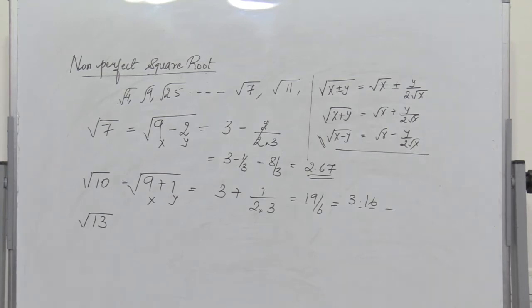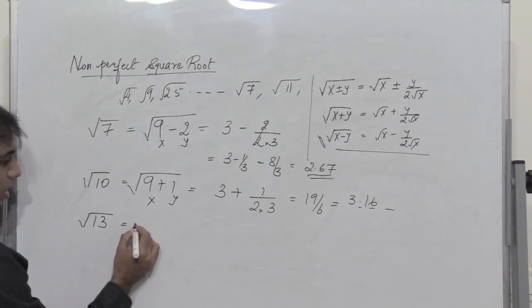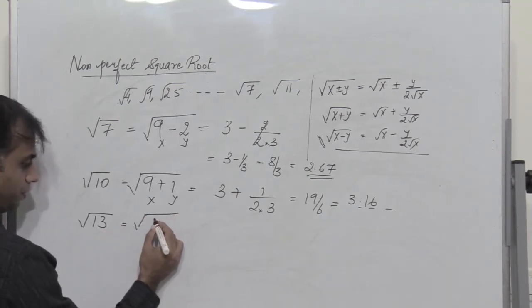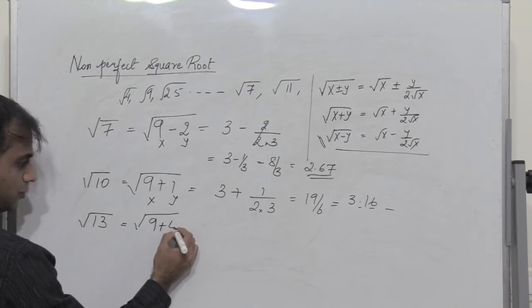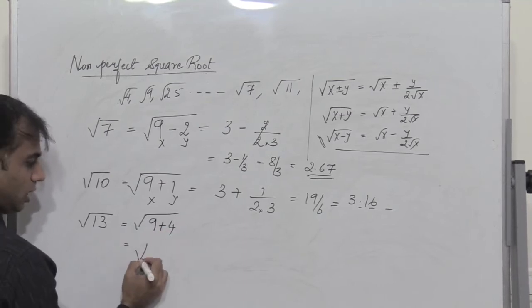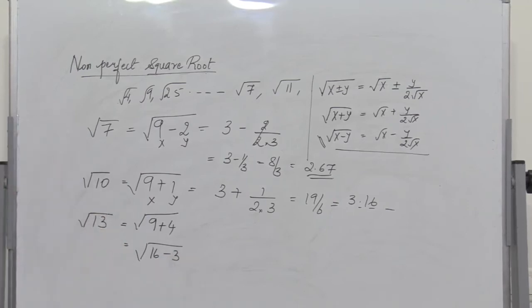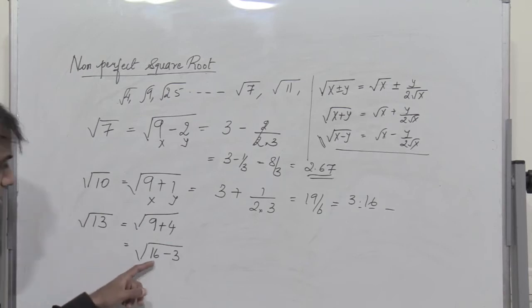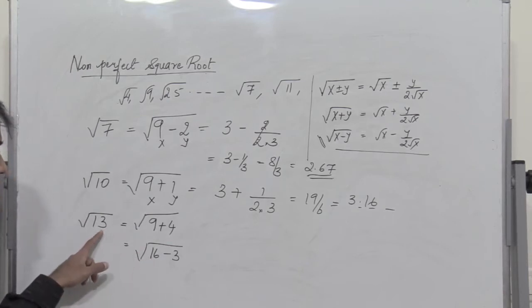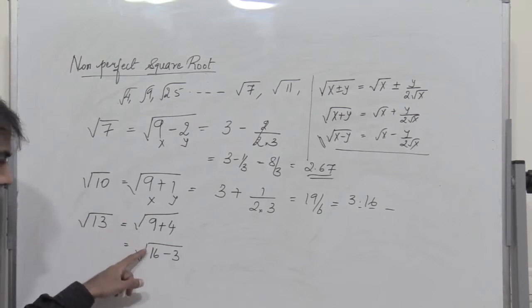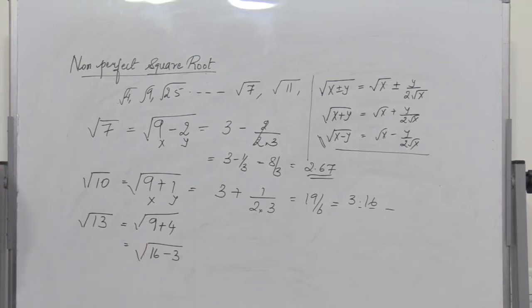Right? Now root 13 can be expressed in two ways. So I can write root 13 as 9 plus 4. I also can write root 13 as 16 minus 3. Of course I find that the number 16 is closest to 13, but I can use both of them. I would get similar answers.